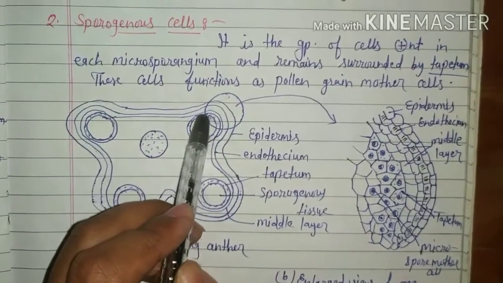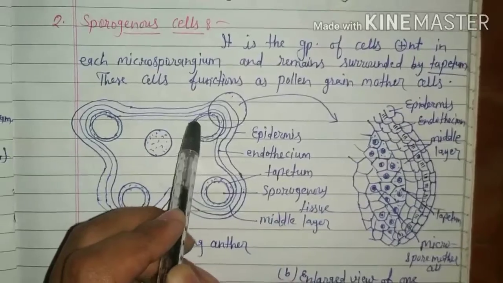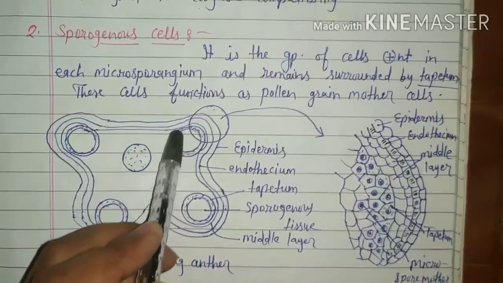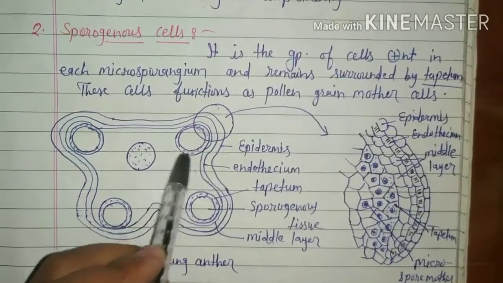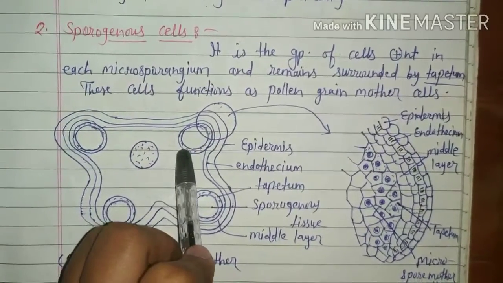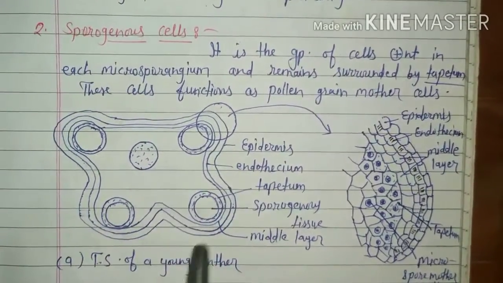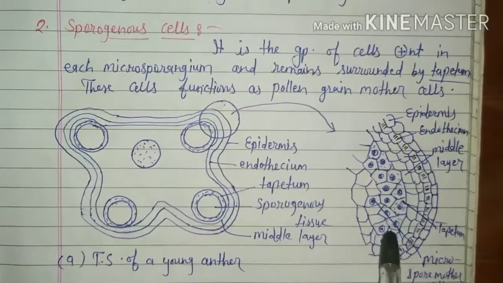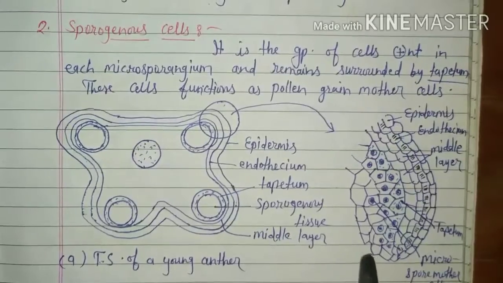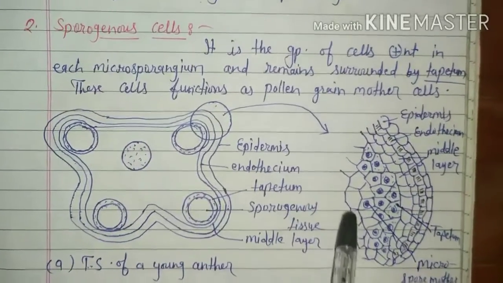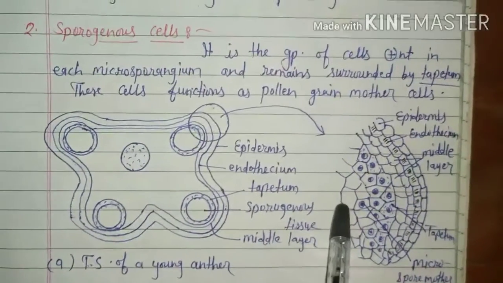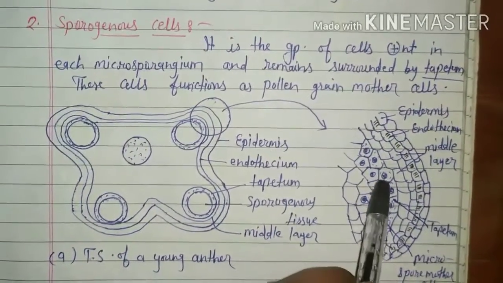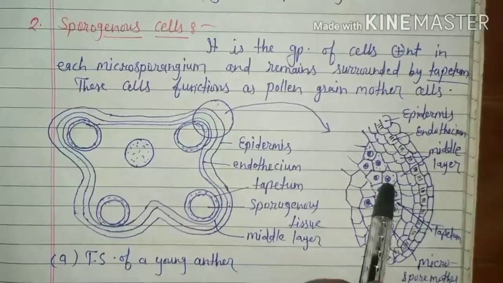So this represents the sporogenous cells or sporogenous tissue surrounded by tapetum. In enlarged view, sporogenous cells depend on tapetum cells for nourishment.